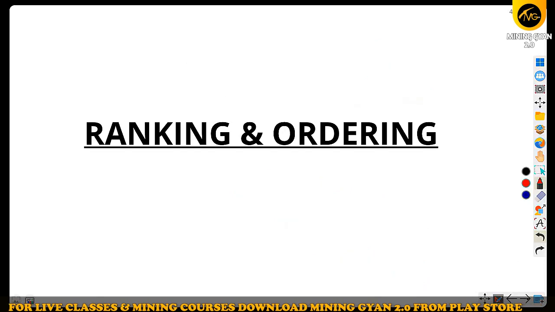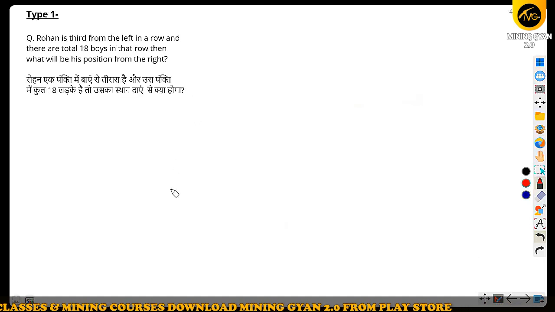Now the second topic is the ranking and ordering. Basically, this is called ranking. The type 1 question is, Rohan is third from the left in a row and there are total 18 boys in the row. Then what will be his position from the right?